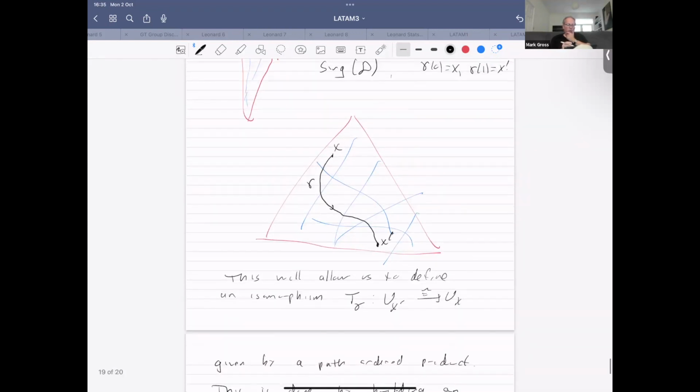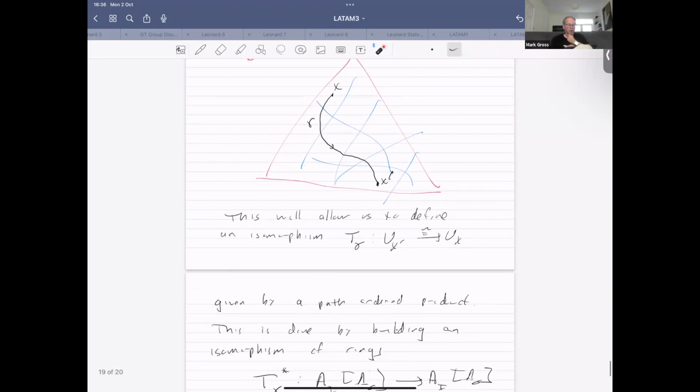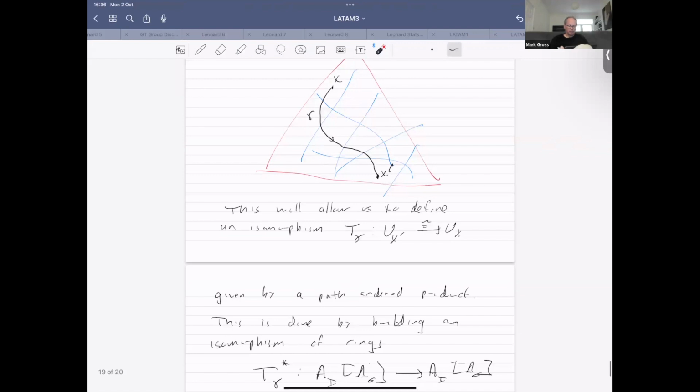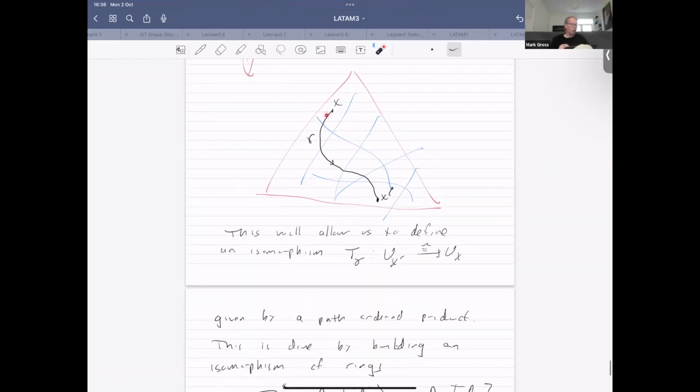Okay, so what I'm going to do, I'm going to have a composition of automorphisms. Every time this path crosses a wall, I'm going to have one automorphism of this ring AI bracket lambda sigma, and I take the composition of those automorphisms. That's why we call it the path order product. It depends on the order of walls traversed by the path. So I need to tell you what the automorphism is for a single wall crossing.